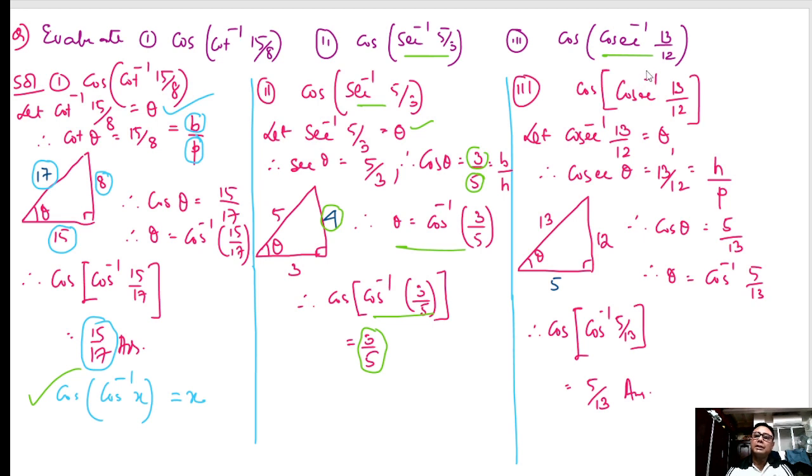cosec inverse 13 by 12, here we have to get cos inverse. Same way, let cosec inverse 13 by 12 be theta. So cosec theta is 13 by 12, that is, this is my hypotenuse, this is my perpendicular, the opposite of sine theta. So I can calculate the base as 5. So cos theta will be base by hypotenuse, so theta will be cos inverse 5 by 13. So cosec inverse 13 by 12 can be written as cos inverse 5 by 13, and we get the answer as 5 by 13. Clear?